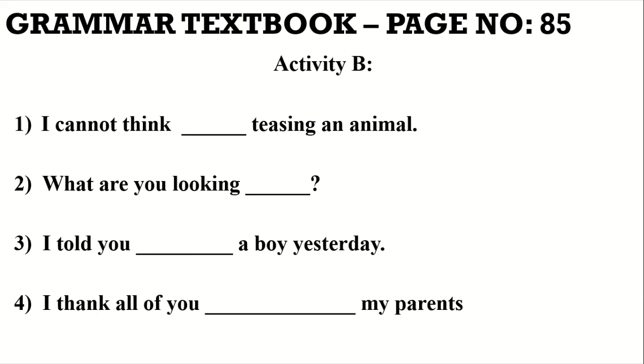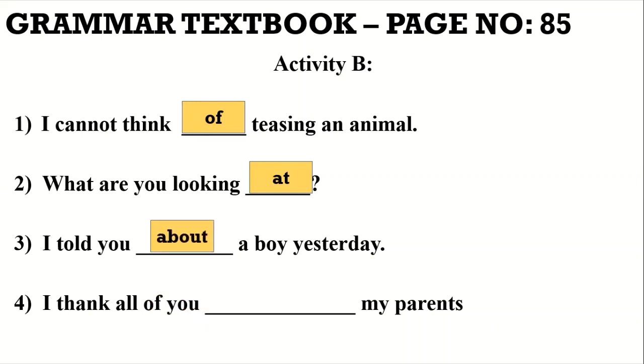I cannot think of teasing an animal. Of is the correct answer. Next, what are you looking? See, whenever there is an interrogative question like this, which preposition will come? What are you looking at? Next, I told you dash a boy yesterday.